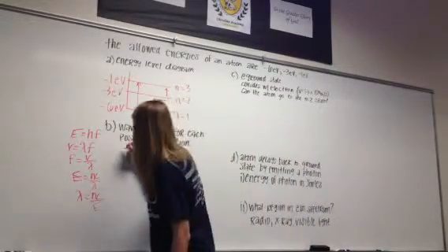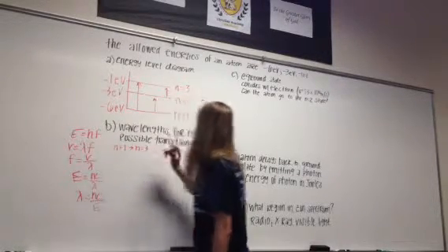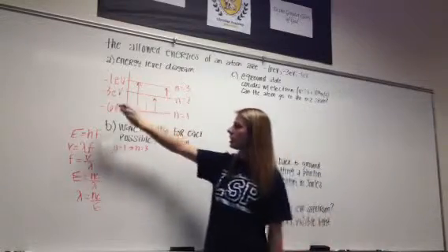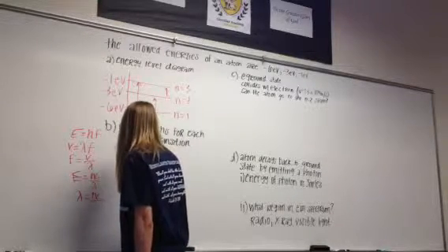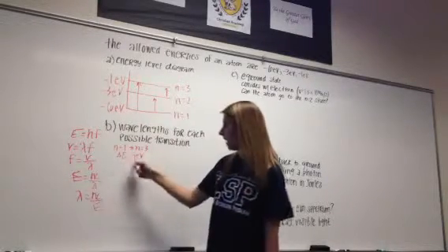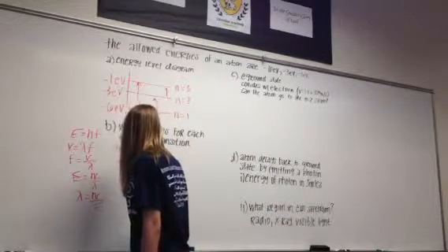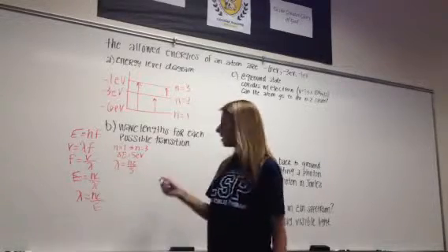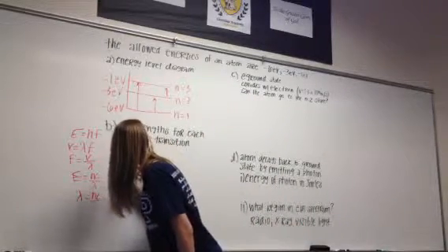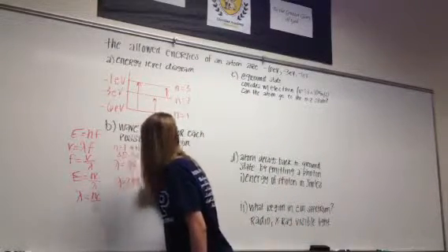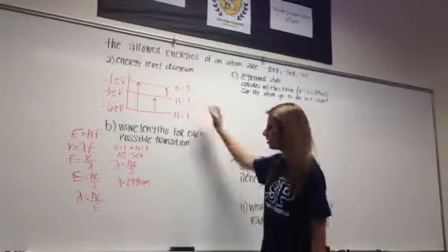So first we're going to be going from n equals 1 to n equals 3. So from here to here, the total change in energy is going to be 5 electron volts. So if we plug 5 into the E for that equation, we will have wavelength equals hc over 5. And plugging that in, we will get that the wavelength equals 248 nanometers.